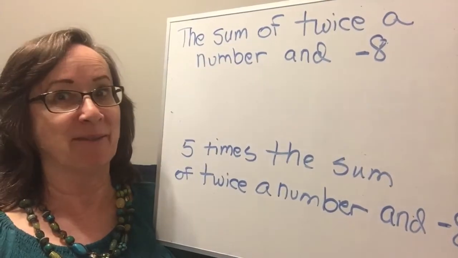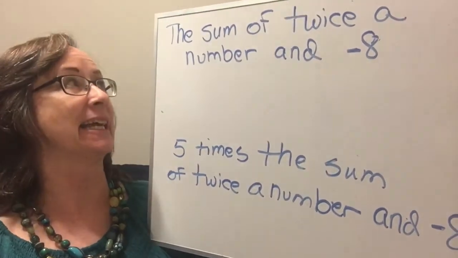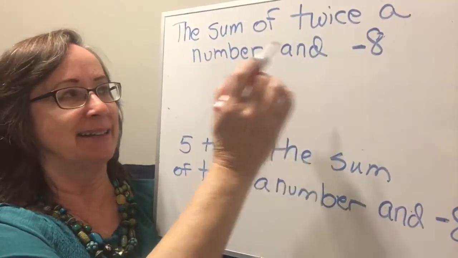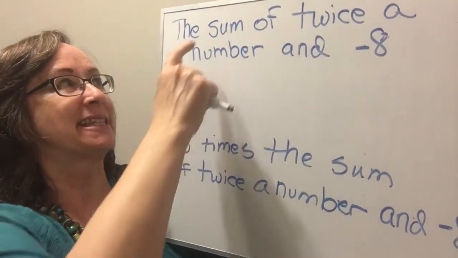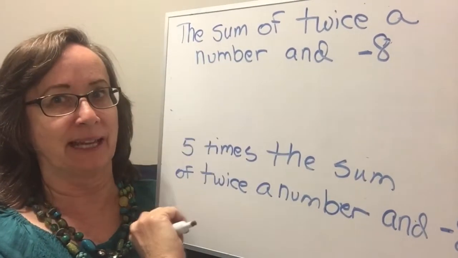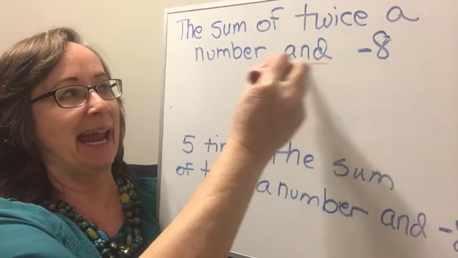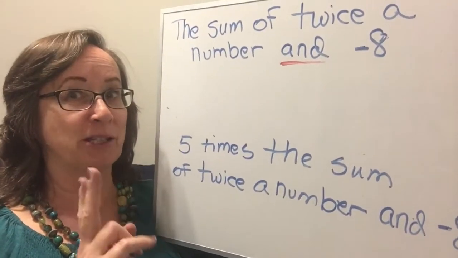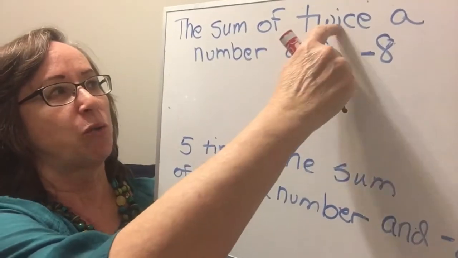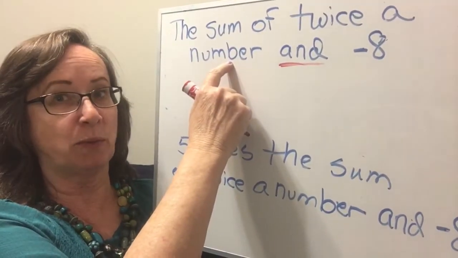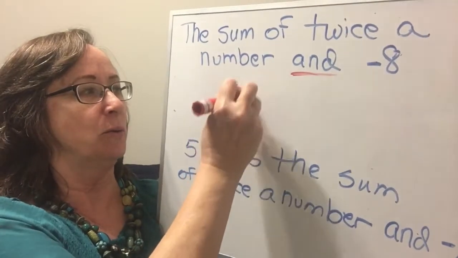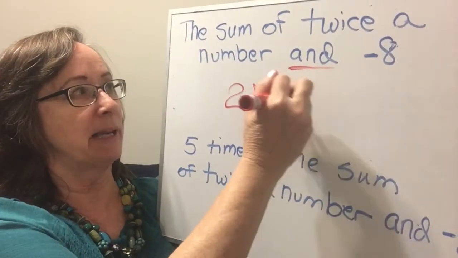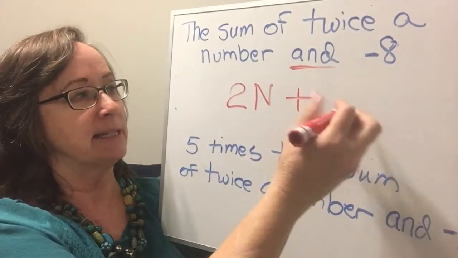Okay, so here we have some more problems. We're just going to keep on practicing. The sum of twice a number and negative 8. Okay, so the sum of means I'm going to add 2 things together. And remember, the and is where that plus sign will go. So then let's think of, what are the 2 numbers I'm adding together? Twice a number, which we could write as 2n, or 2 times n, and is where our plus sign will go, a negative 8.